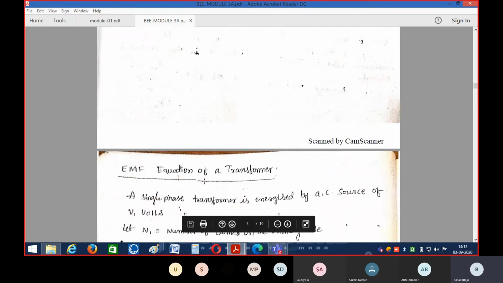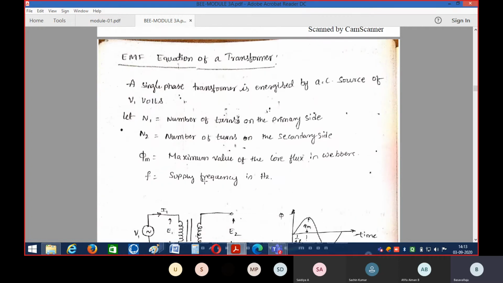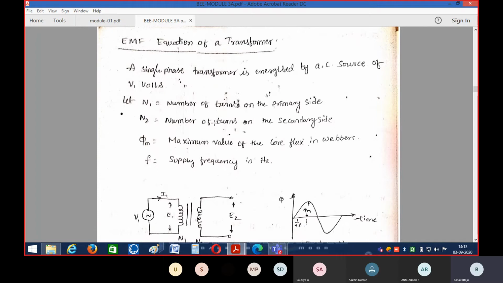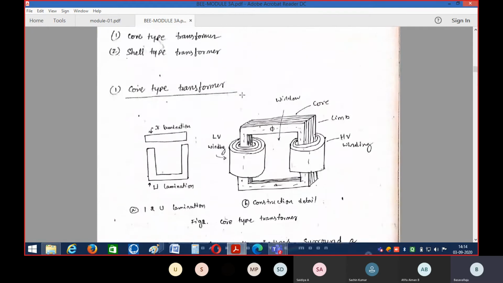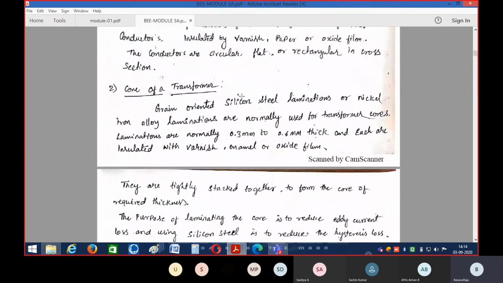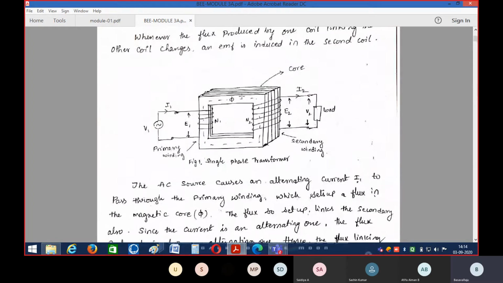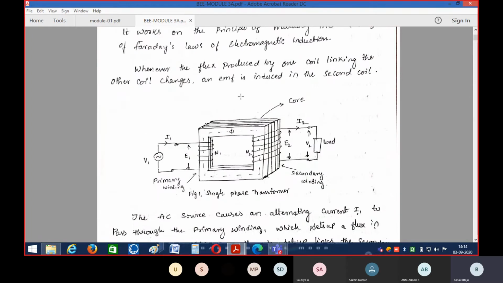Okay. The next important thing that we already studied is the EMF equation. The transformer mainly works on the principle of mutual induction. What is mutual induction, and how does the transformer work based on it? I will explain that once we go through the circuit diagram, when I explain the principle of operation.